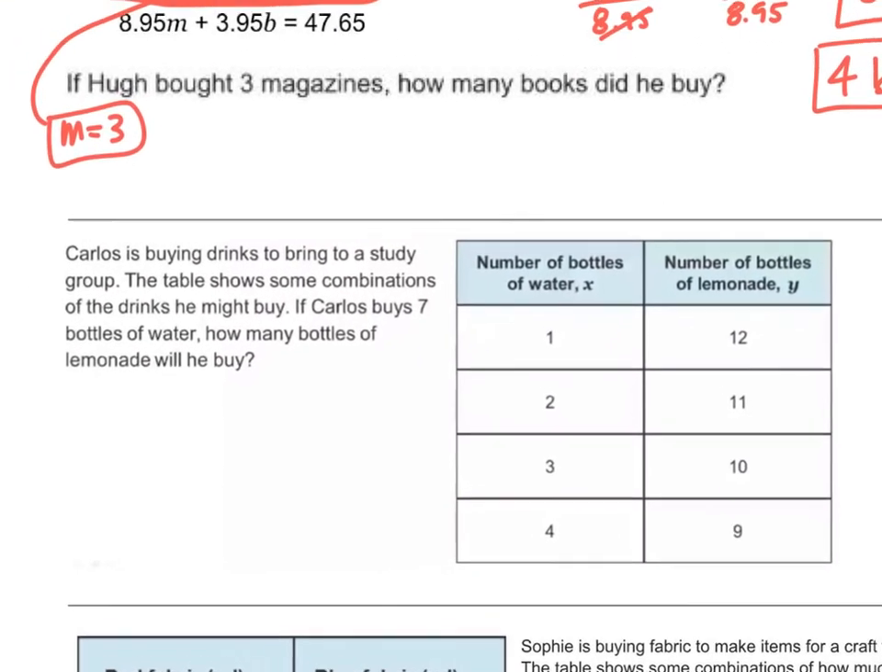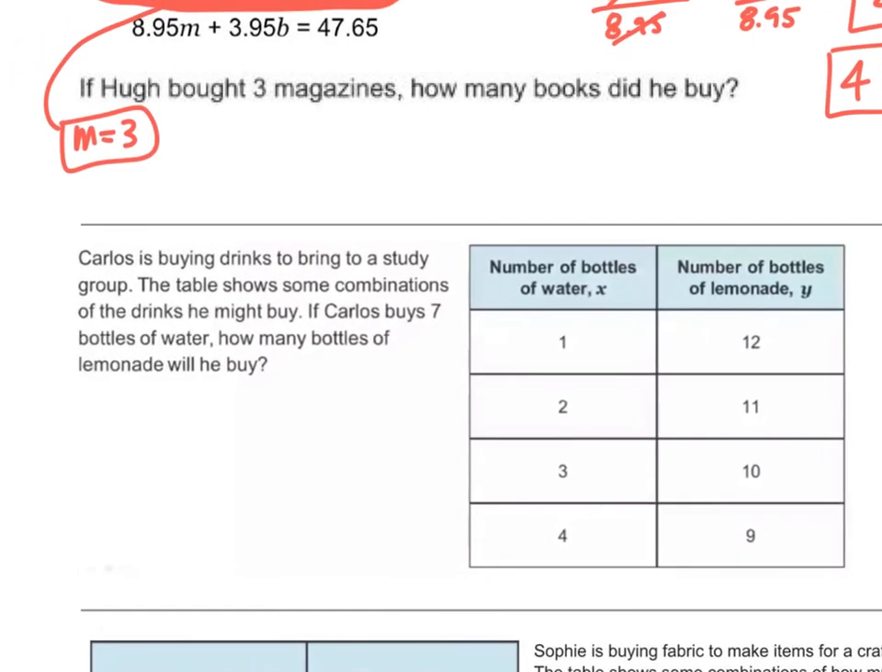This next one's a little tricky. It says, Carlos is buying drinks to bring to a study group. The table shows some combinations of drinks he might buy. If Carlos buys 7 bottles of water, how many bottles of lemonade did he buy?